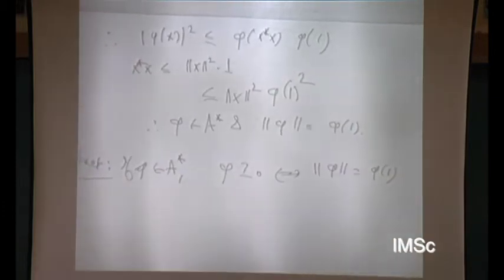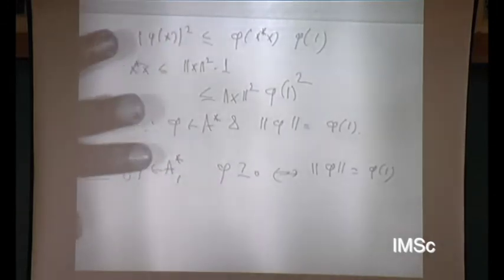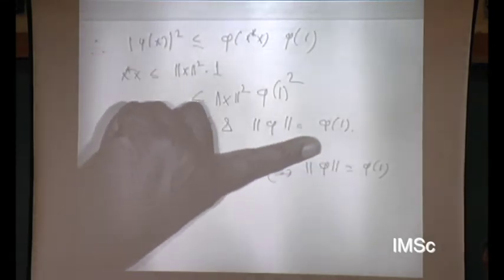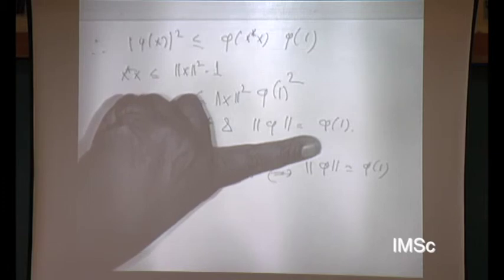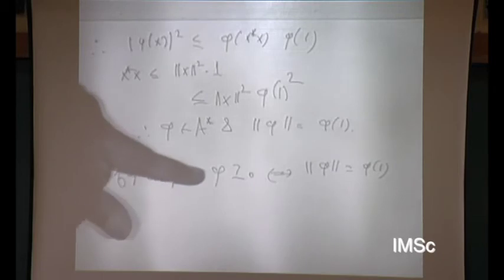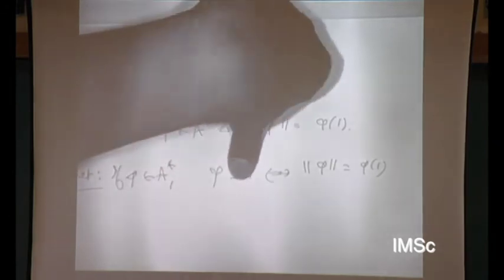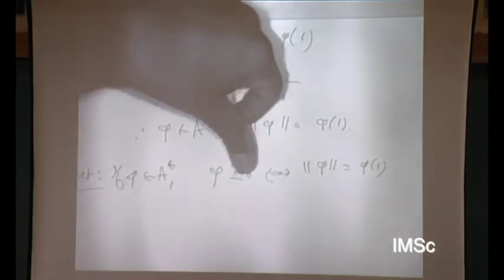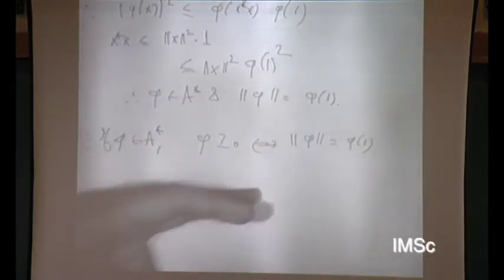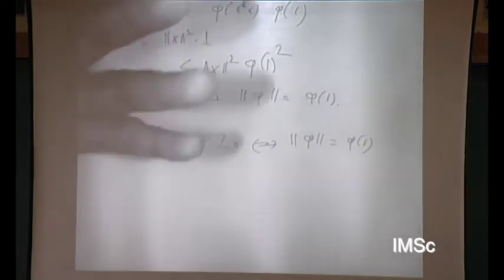So we proved that positive linear functionals, by positive I mean preserving positivity, satisfy this: they attain the norm at 1. So what one is asserting here is the converse. If a functional attains its norm at 1, then it must be a positive functional. Now given this, it is easy to see that there are lots of positive functionals.